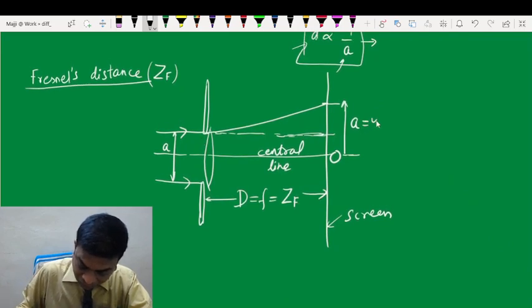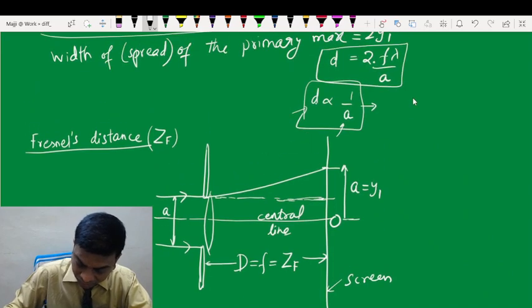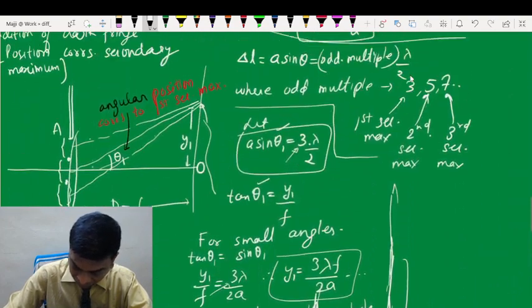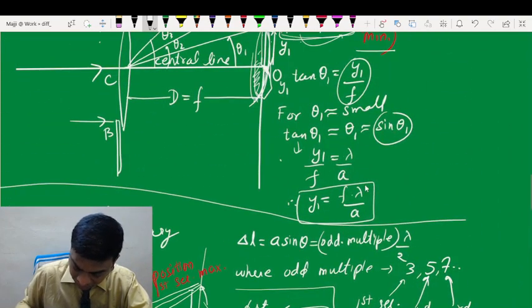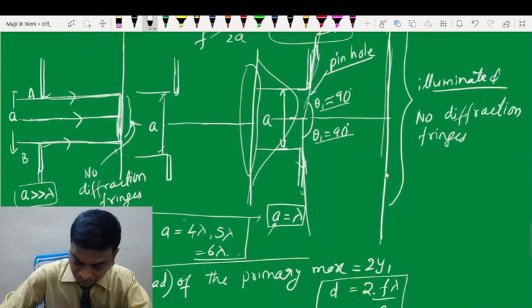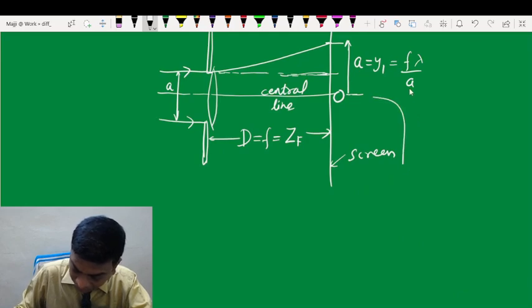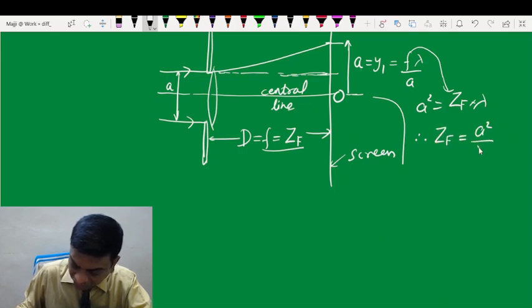If this has to be y1, we'll be using the formula for y1. Just now we found that y1 is f lambda by a. So using that, y1 is f lambda by a. Then a into a will be a square, and remember f itself is ZF. So in the place of f, I write ZF, and this is lambda. Therefore, Fresnel's distance is a square by lambda.